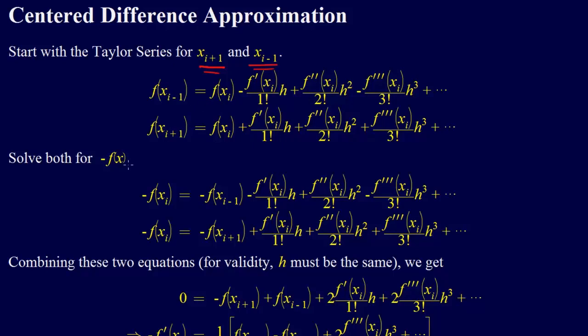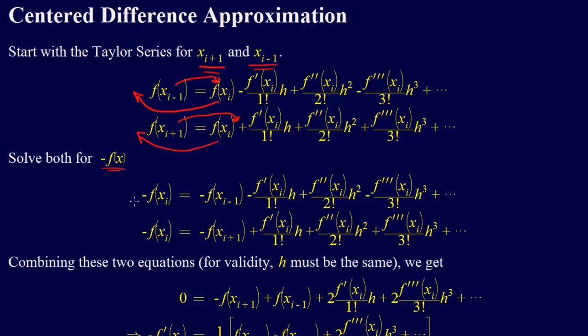We can solve these both for minus f of x. So in order to do that, we'll just bring this to this side, and then this term then to this side. So same thing over here, bring this to this side, bring this to this side of the equation. And when we do that, we get minus f of xi is equal to minus f of xi minus 1 minus f prime at xi over 1 factorial times h plus f double prime minus f triple prime and so forth. So we get these two now.